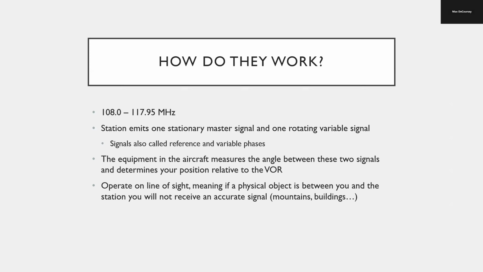They operate, this is important, this is what you need to know, on line of sight, meaning if a physical object is between you and the station, you will not receive an accurate signal. So if there's a mountain between you and the VOR, not going to work. If there's a bunch of buildings between you and the VOR, not going to work.